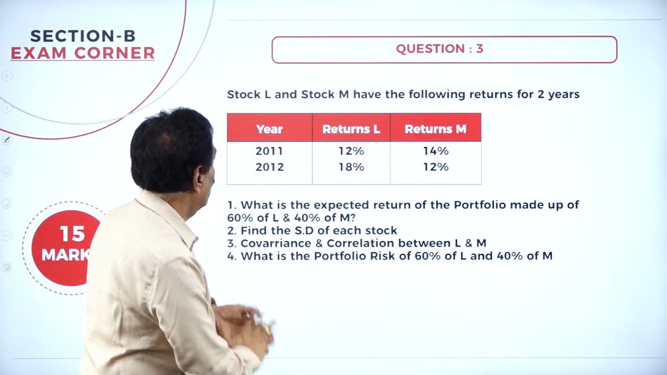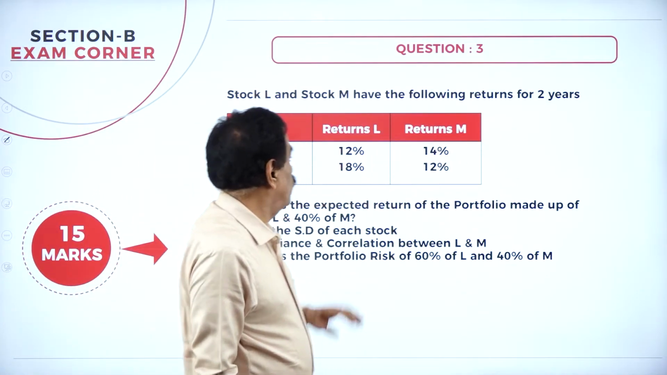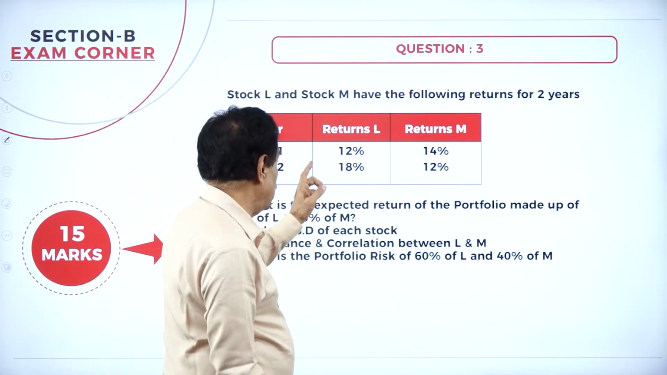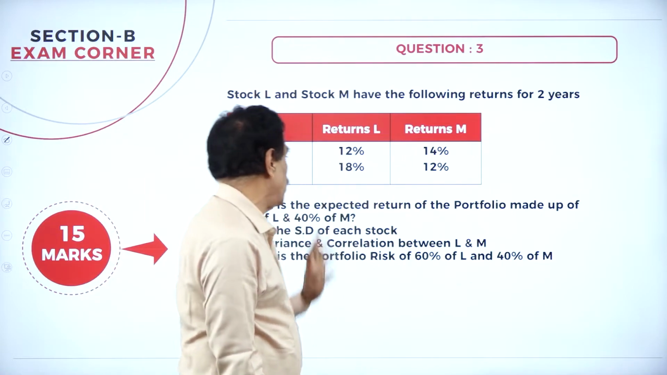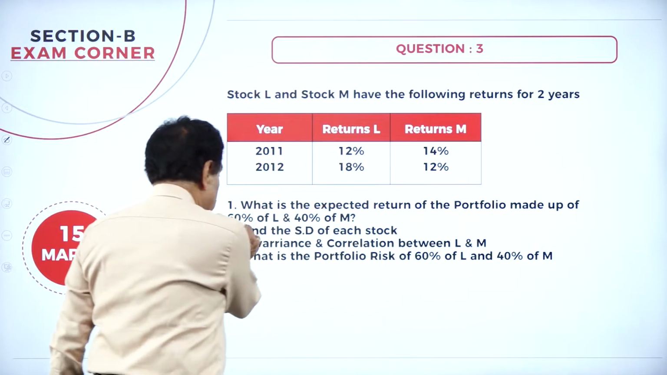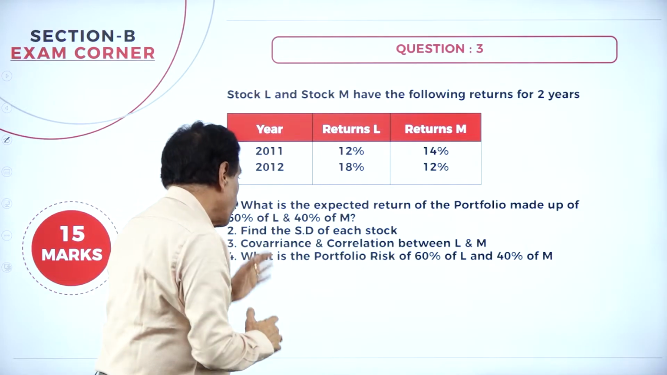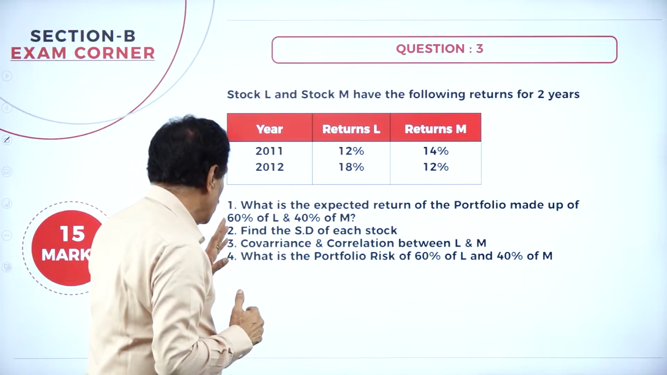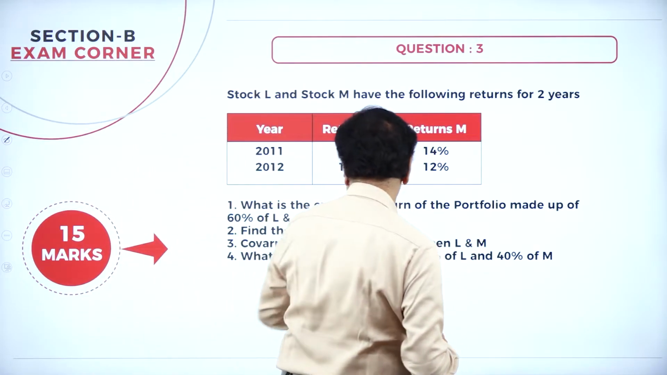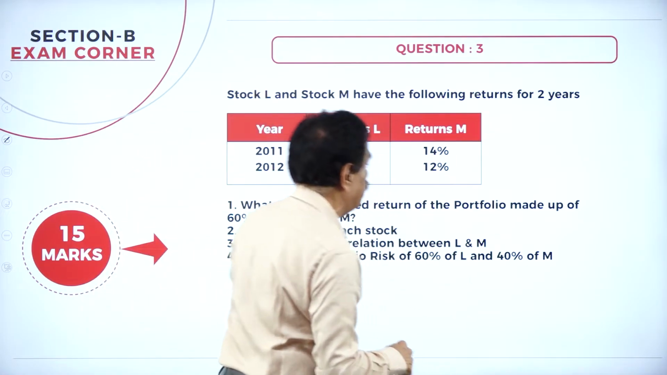See this. Stock L and stock M have the following returns for 2 years. Year 2011, 2000. Return of L: 12%, 18%. Return of M: 14%, 12%. What is the expected return of a portfolio made up of 60% of L, 40% of M? They want the deviation. Find the standard deviation of each stock. Then covariance and correlation between L and M. What is the portfolio risk of 60% of L and 40% of M?